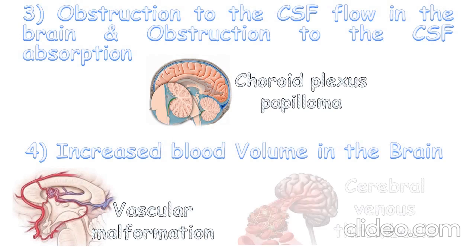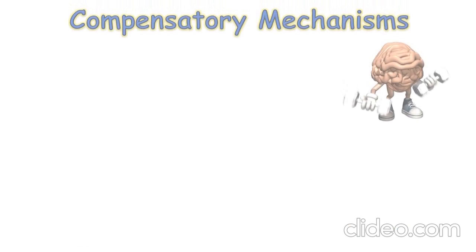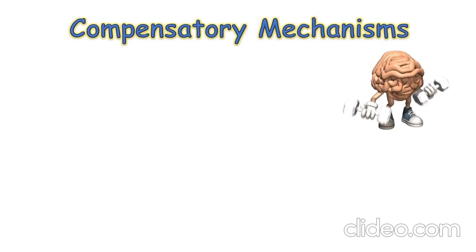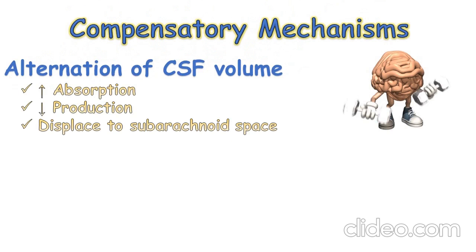Increased blood volume in the brain occurs due to vascular malformation and cerebral venous thrombosis. Now let's move on to compensatory mechanisms of increased intracranial pressure. When the intracranial pressure is increased, initially the CSF production decreases and absorption of CSF increases. More CSF is displaced to the subarachnoid space. So the increased pressure is compensated by reducing the CSF amount in the brain.